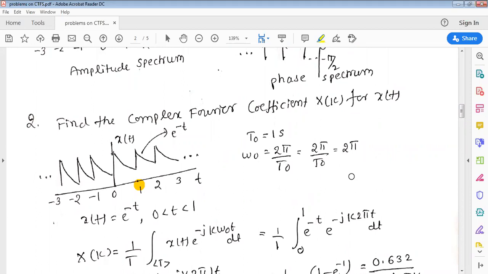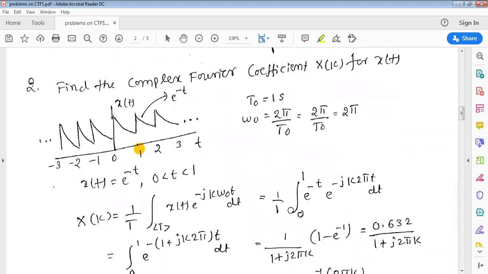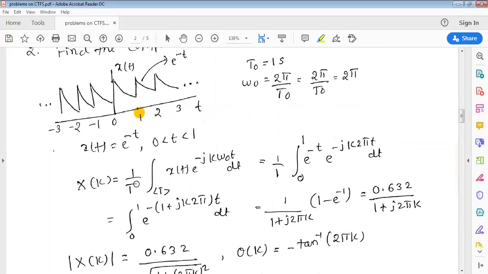Now, it is given directly in the problem that x of t is equal to e power minus t. Because if they don't give, we cannot guess. Generally they will give this value, that is e power minus t. So what is your one period? 0 to 1 second. So for 0 less than t less than 1, x of t is equal to e power minus t. Once again, we'll start with x of k, the basic equation.